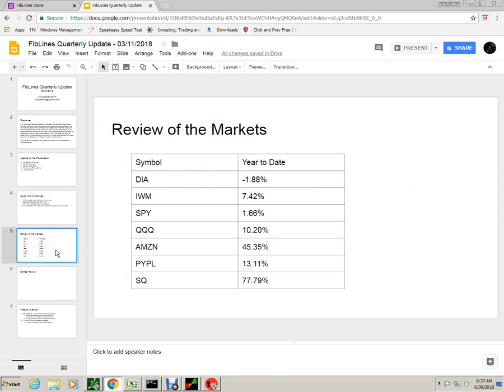Take a look at the markets. Year-to-date values here. Dow is down about 1.8. Small caps doing better than both the Dow and the SPY, up almost 8%. Neither of them doing as well as the QQQ, which is up about 10%. But look at Amazon, 45% for the year.